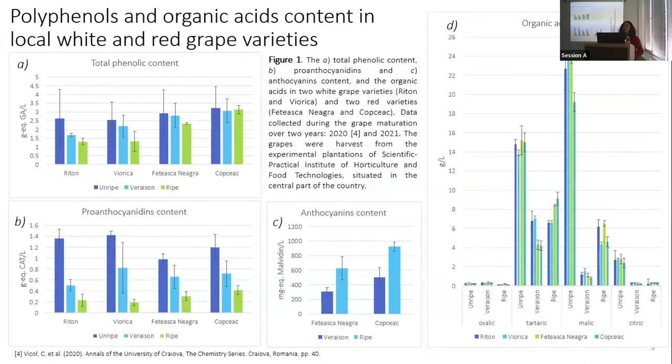Having this in mind, we studied the polyphenols and organic acid content in local white and red grape varieties during 2 years, 2020 and 2021. So we studied the total phenolic content, the proanthocyanidins content, the anthocyanin content, and organic acid content in two white grape varieties and two red grape varieties from the experimental plantation of the Scientific Practical Institute of Horticulture and Technologies situated in the central part of the country.